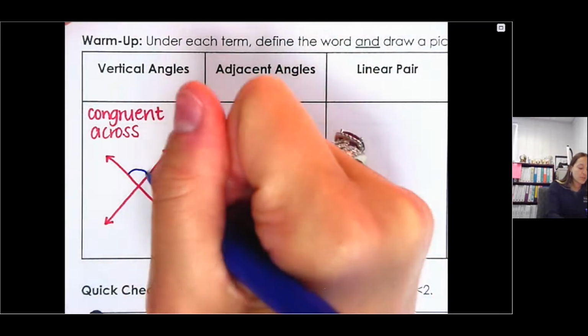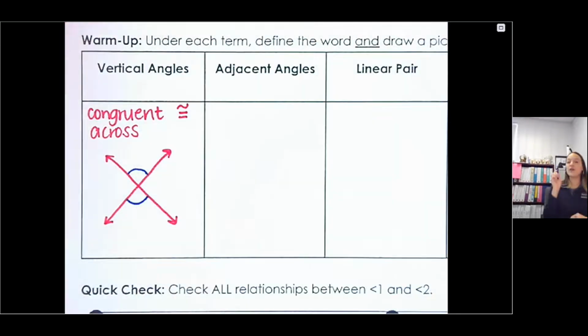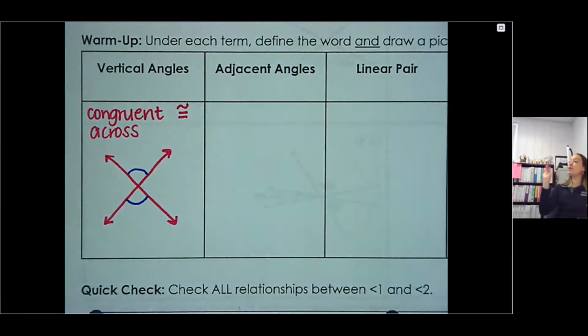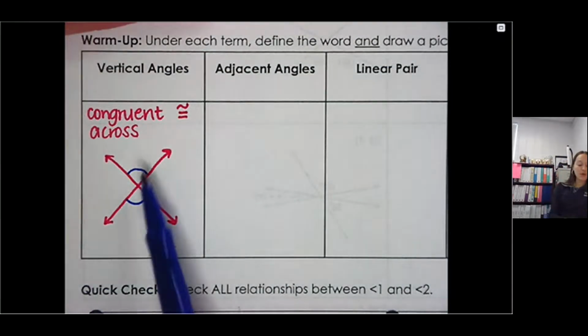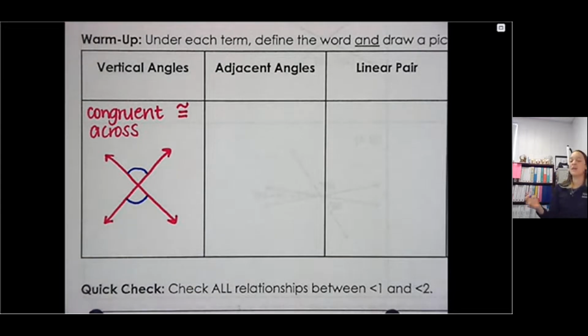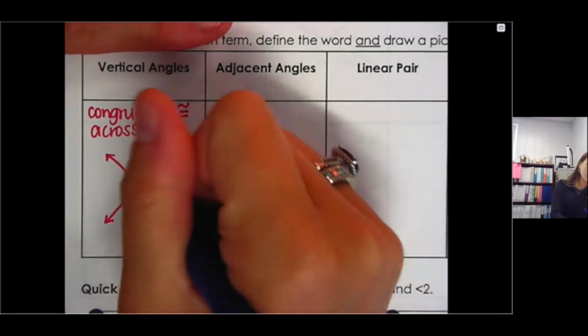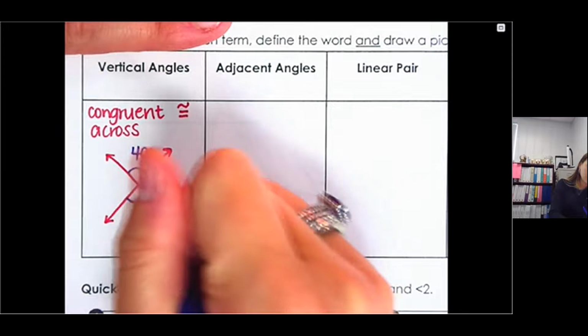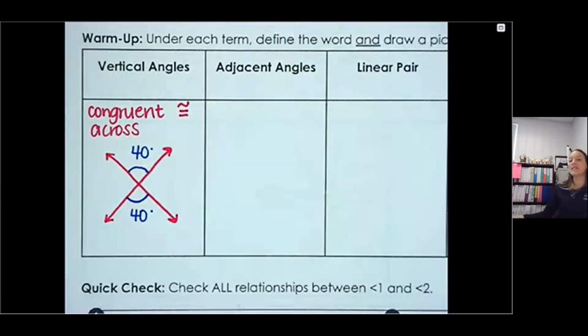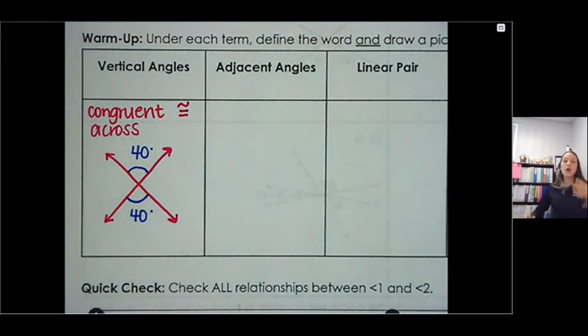So what we do to show that two angles are congruent is they have the same number of arc marks. Since both of these have one arc mark, that means they're both exactly the same. So if this one was 40 degrees, that means this one's also 40 degrees. They would be the same. Good. All right, vertical angles, congruent and across from each other.